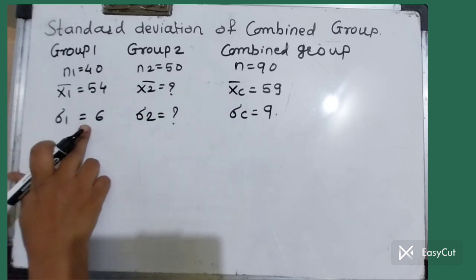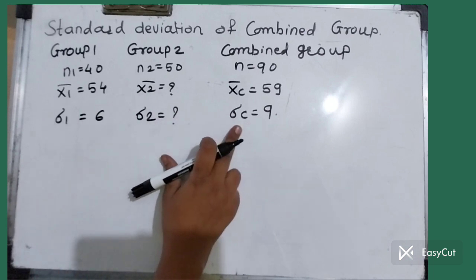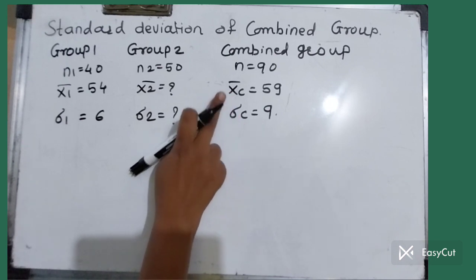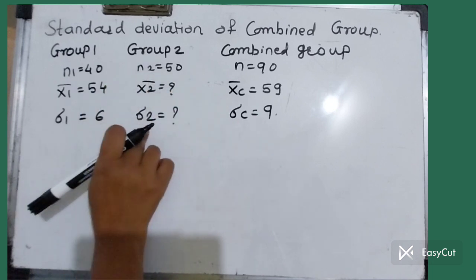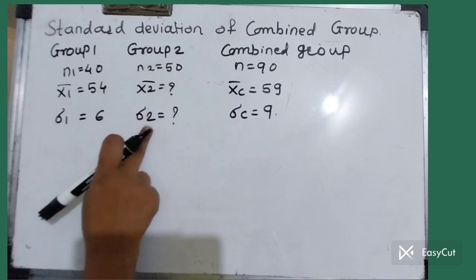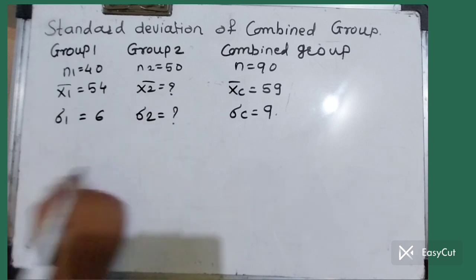Next, sigma 1 is given, 6. Sigma 2 is not given. Sigma C is given. Okay. The standard deviation of the combined group is given and the combined mean is given. From these two values, we have to find X2 bar and sigma 2. Okay. We will see how to find.